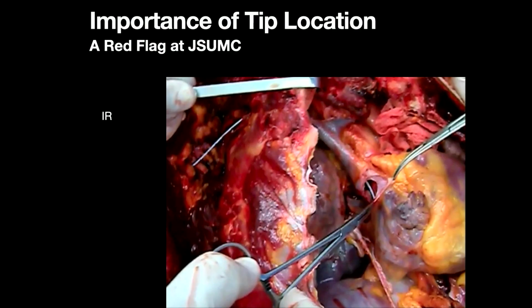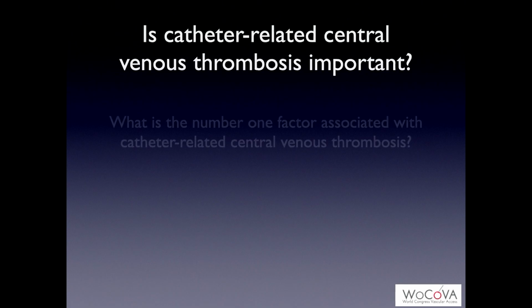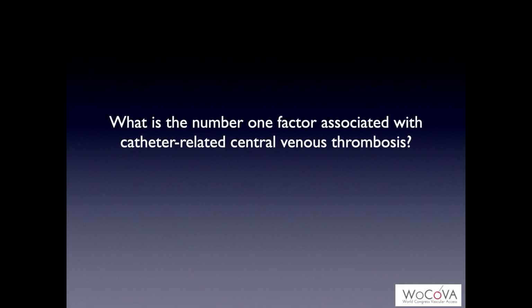But if you're in vascular access, tip location is a cardinal thing. That tip has to be down near the cavo-atrial junction, and I'll go into why. So, that shows the tip right above the atrial appendage. So, is catheter-related central venous thrombosis important? What is the number one factor associated with catheter-related central venous thrombosis? Somebody tell me, what is the number one factor?